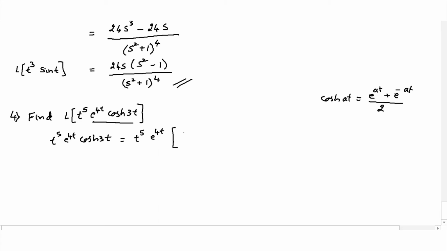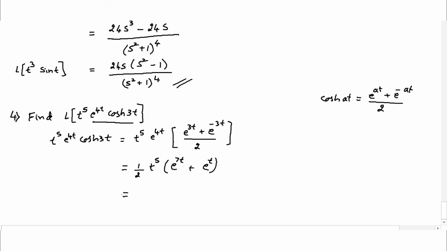If we use this formula over here, the value of a in this case is 3. So e power of 3t plus e power of minus 3t, it is whole divided by 2. Taking that divided by 2 common outside, it becomes 1 by 2, it is t power of 5. Now just multiply this e power of 4t with e power of 3t. You will get e power of, and the bases are the same, you can just add the powers. 4 plus 3, it will be 7t. Then plus e power of, 4t minus 3t will be just t. So we got this expression.